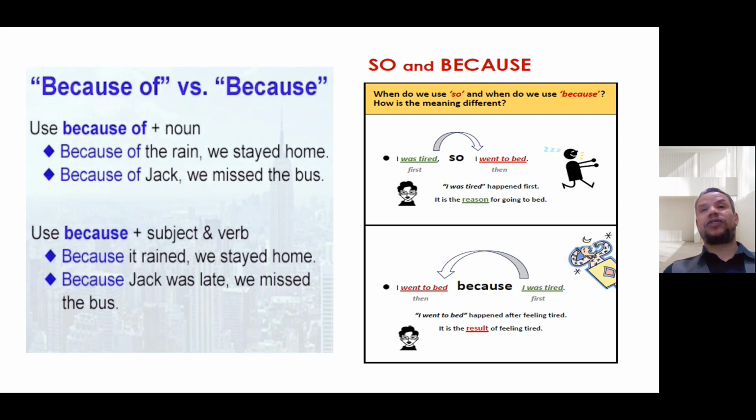But when you use because, what happened first is the second, and what happened next is the first. Again, I went to bed because I was tired. I was tired happened first, but with because we put it second. Different with so and because.